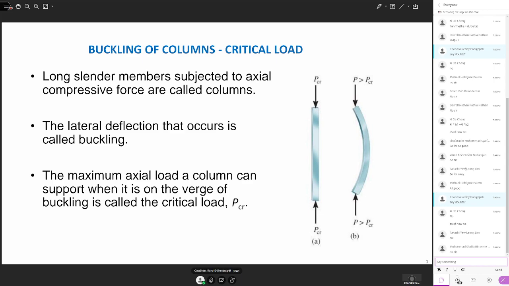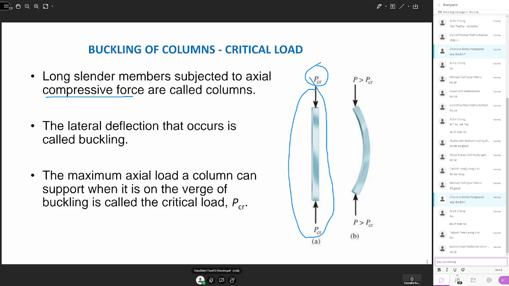Okay, so the next topic is the buckling of columns. Buckling of columns is not bending of beams. Beams are horizontal structures, while columns are vertical structures, right? A column is nothing but a long, slender member. Here they are subjected to axial compressive forces, or it could be elongating forces. So this is a column.